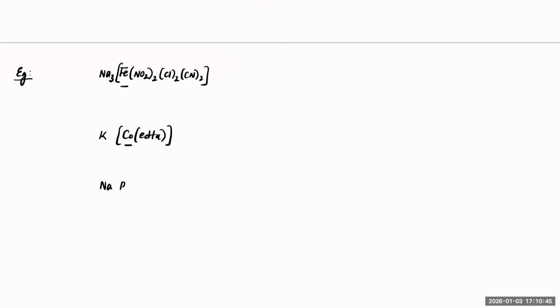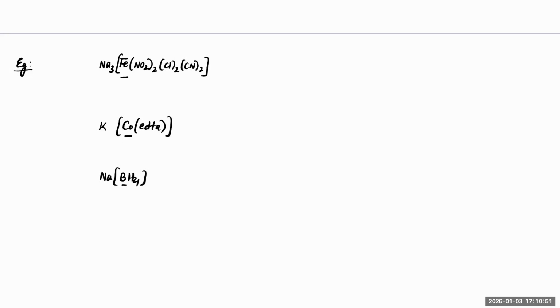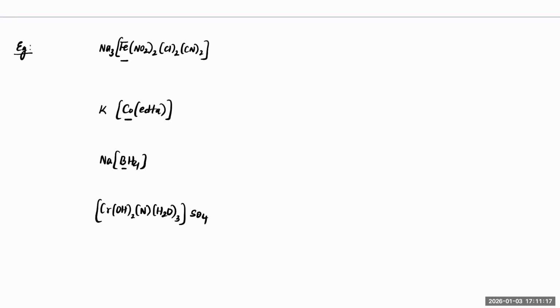Sodium, boron, hydride. What is on boron here? Next, chromium hydroxide, nitrogen, H2O thrice, SO4. Right. Try that for chromium. Check these cases.